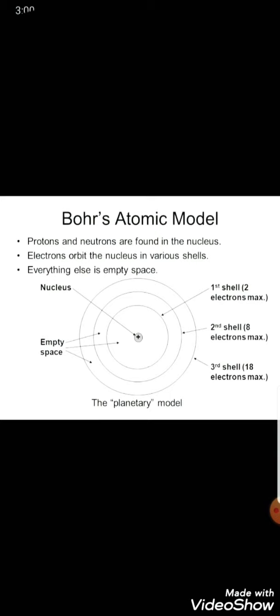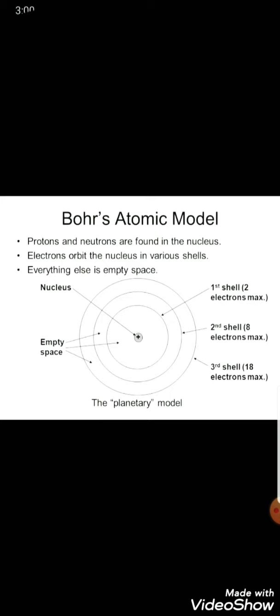Number 3. Electrons revolve in those orbits for which the angular momentum of the electron is an integral multiple of h over 2 pi, where h is Planck's constant. Its value is 6.62 times 10 raised to the power minus 34 joule seconds.